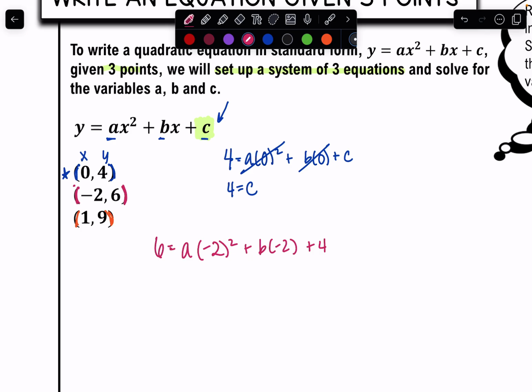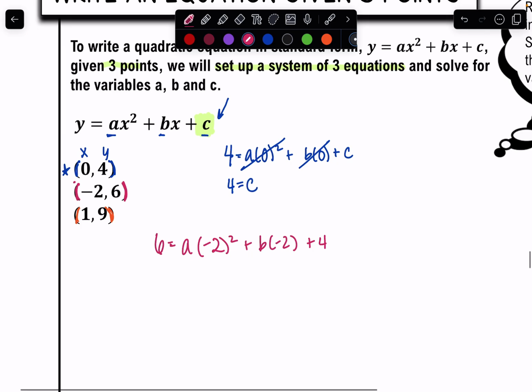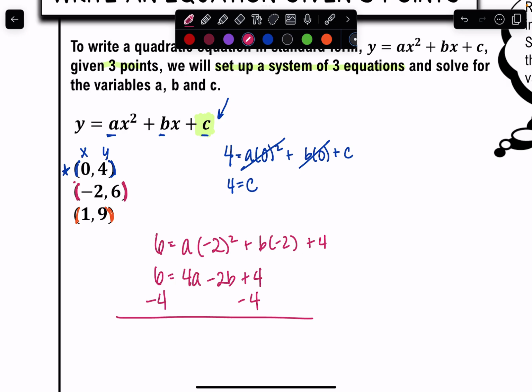So I'm down to only having 2 variables that I don't know. I don't know a, I don't know b. We can clean this up a little bit if we wanted to. -2 squared is 4, so that'd be 4a. -2 times b, we write that as -2b, plus 4. I could then subtract that 4 over, so that way I have something in linear standard form now: 2 equals 4a minus 2b.